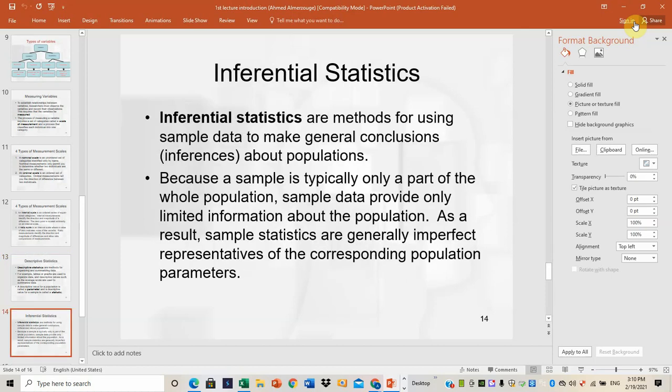Inferential statistics are methods using sample data to make general conclusions, inferences, about a population. Because a sample is typically only a part of the whole population, sample data provide only limited information about the population. As a result, sample statistics are generally imperfect representatives of the corresponding population parameters.